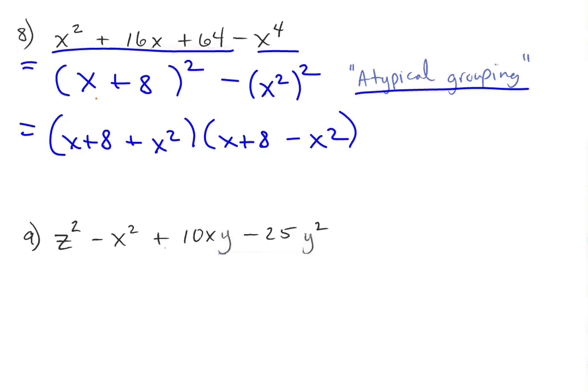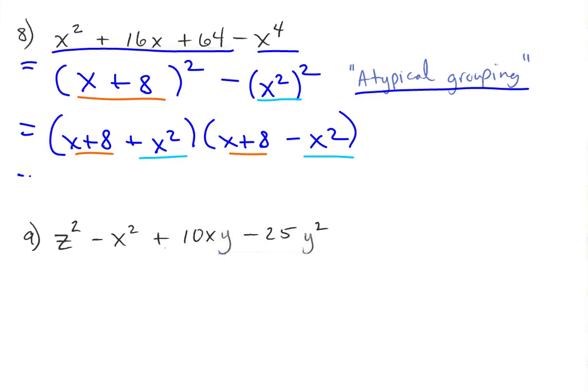So again, to color coordinate this, we have the x plus 8 showing up in its usual spot for the difference of 2 squares, and then we have the x squared showing up in its usual spot for the difference of 2 squares formula, and this is where we can finish.